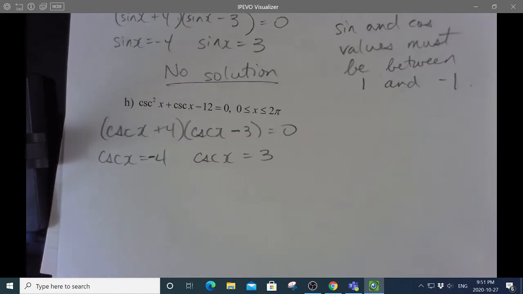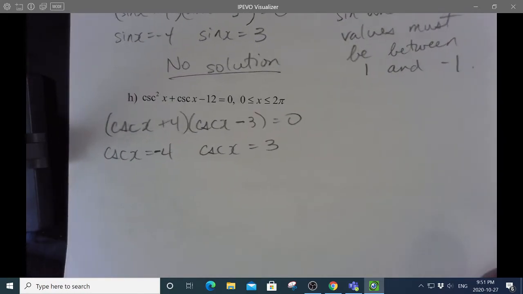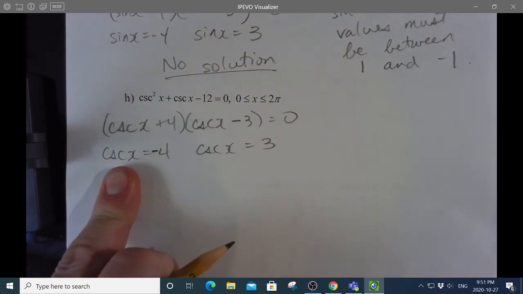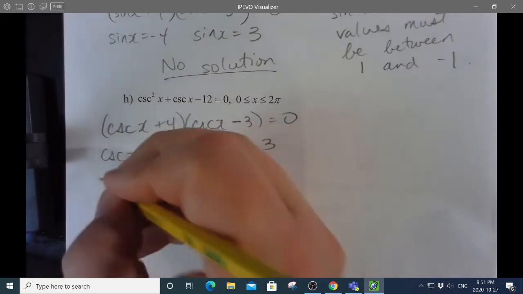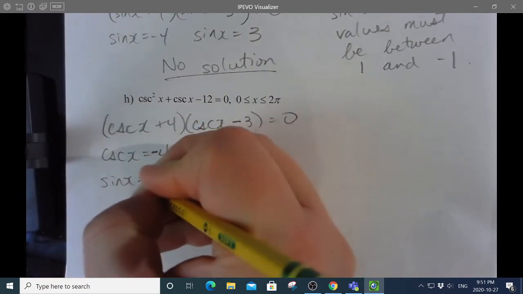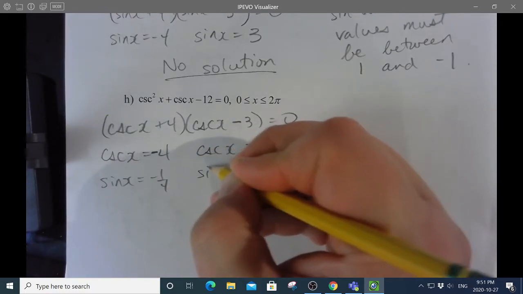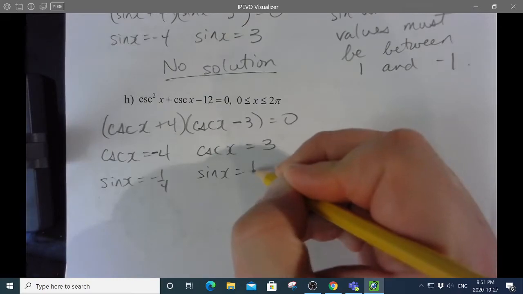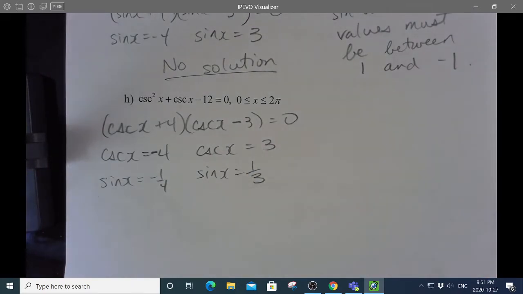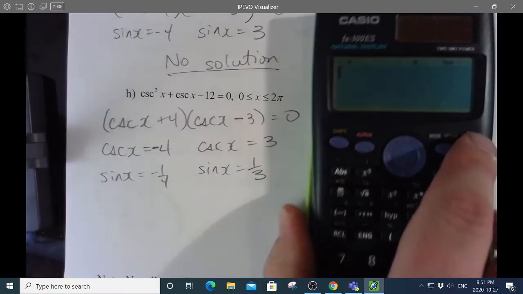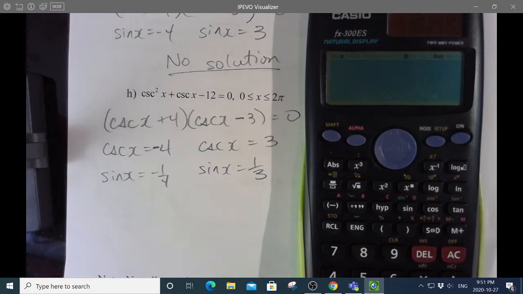Thank you. And so now, remember that that is 1 over sine, so reciprocal both sides, and I get this, and I get this. And those two things have solutions. Are they on my unit circle? No. So I'm going to need a calculator. Let's use the other calculator to give fair time to the other calculator.